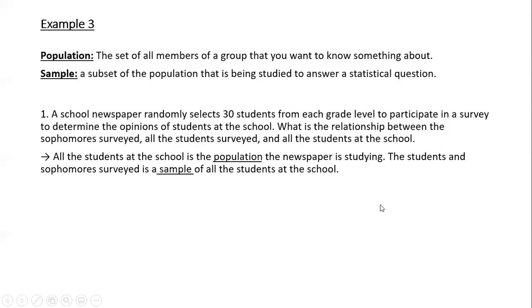They're selecting 30 students from each grade level only because maybe trying to survey the entire school would be too much. So let's say the entire school's population is about 3,000. That might be too many people to ask. So instead you would pick a smaller sample. You would only pick 30 students from each grade level to ask that question, and that smaller group would be your sample. So all the sophomores surveyed and the students that they ended up surveying would be a small sample of students at the school. Population is always going to be the larger group.